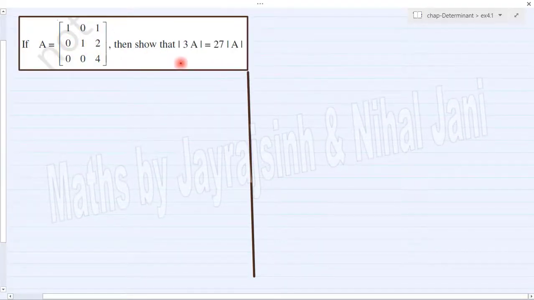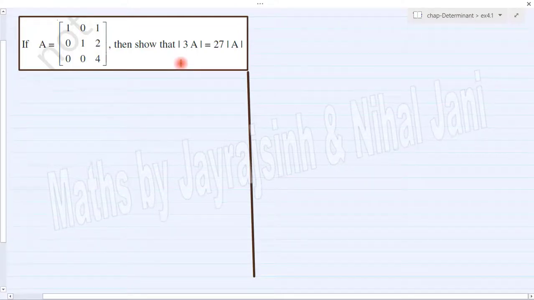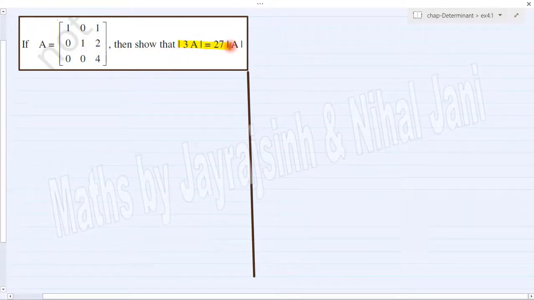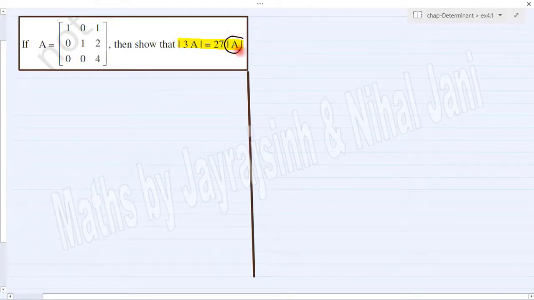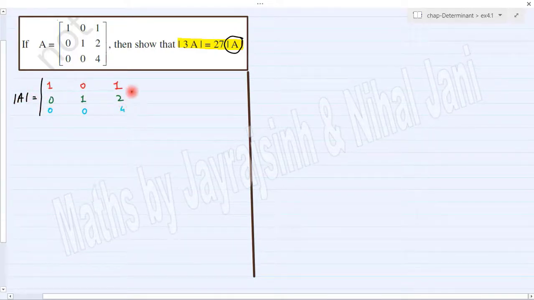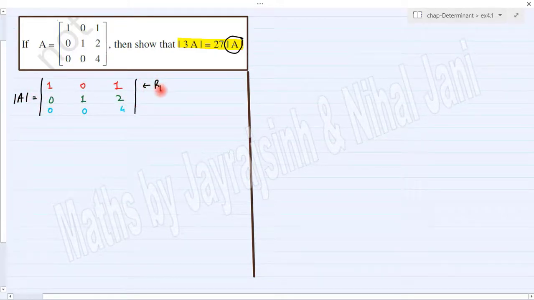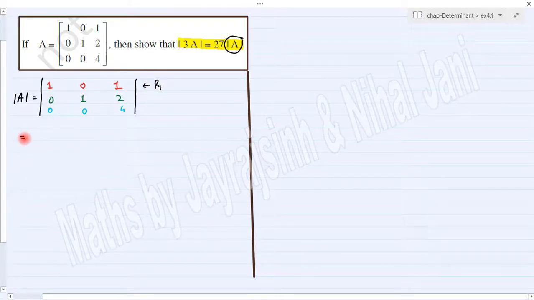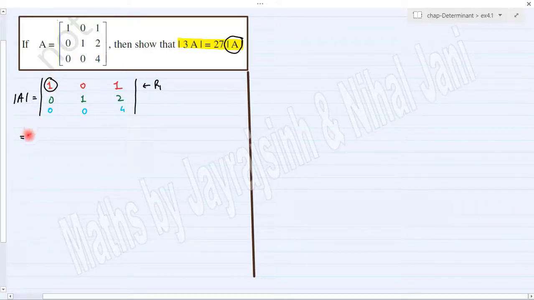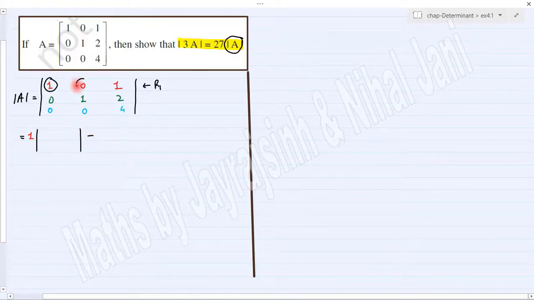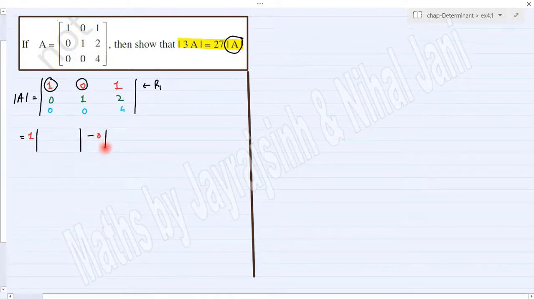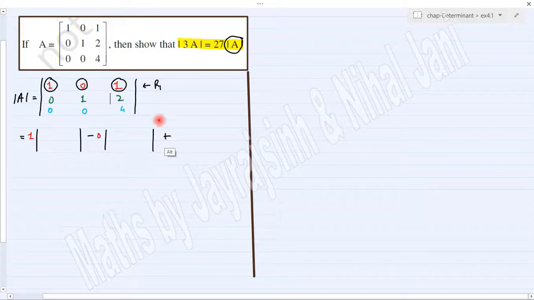In this question, we have one matrix A and we have to show that determinant of 3A is equal to 27 times determinant of A. So, let's try to get determinant of A first. Now let's expand our determinant with respect to the first row. So we have to write down the elements and multiply with cofactors. So your first element is 1. Then minus your second element, which is 0. And finally plus the last element, which is 1.